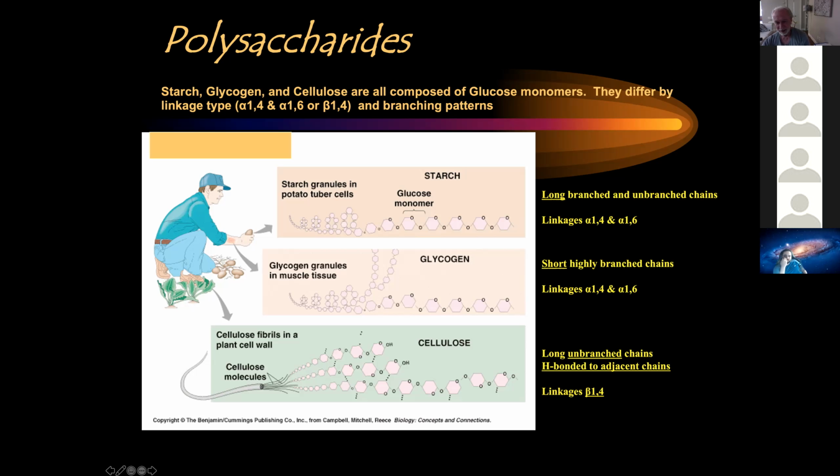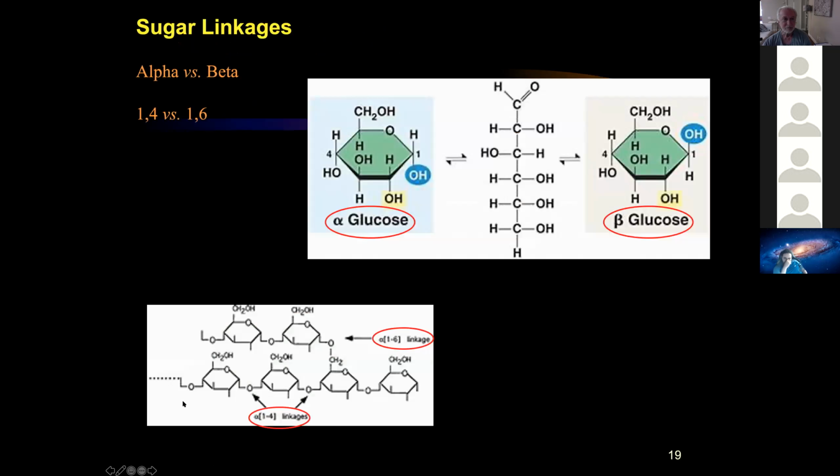Cellulose, on the other hand, is quite different. It has long chains, not branched at all. And what holds cellulose together is hydrogen bonding between the adjacent chains. Now, the other difference is that the linkages in cellulose are beta 1,4 instead of alpha. So let's take a look at what that means.